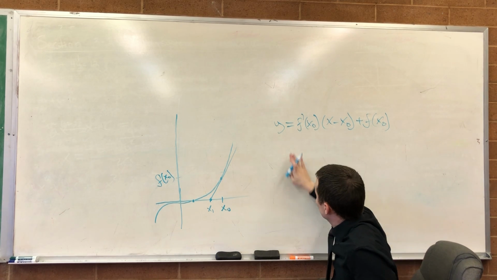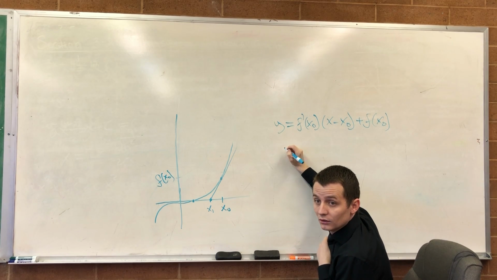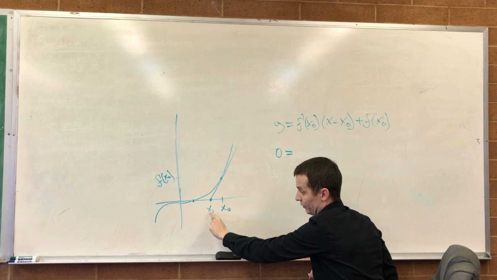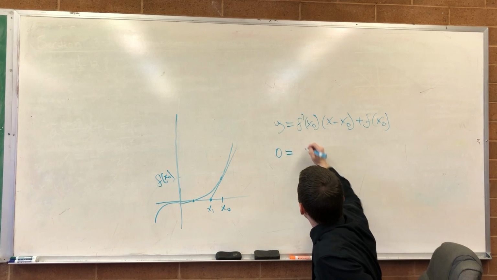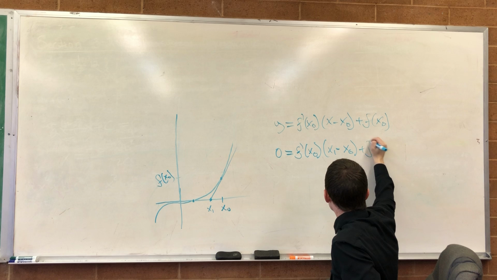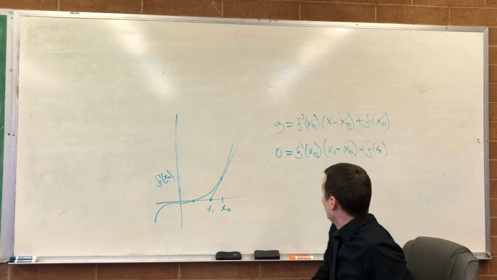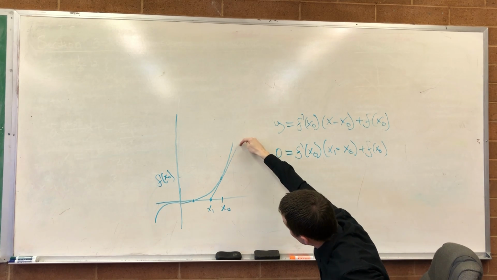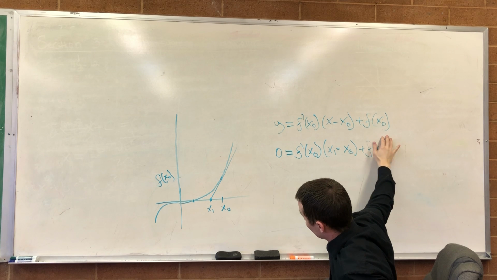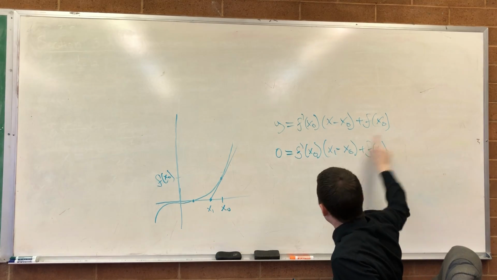So let's figure out what x1 is. x1 is the x coordinate that makes my y 0. So I know that if on this line y is 0, then x is equal to x1. So 0 is equal to f prime of x naught times x1 minus x naught plus f of x naught. You with me? Okay, so this is the equation for this tangent line. Any point I can plug in for x and y that makes this equation true must be on here. I just plugged in this point, x1 comma 0, into this equation.